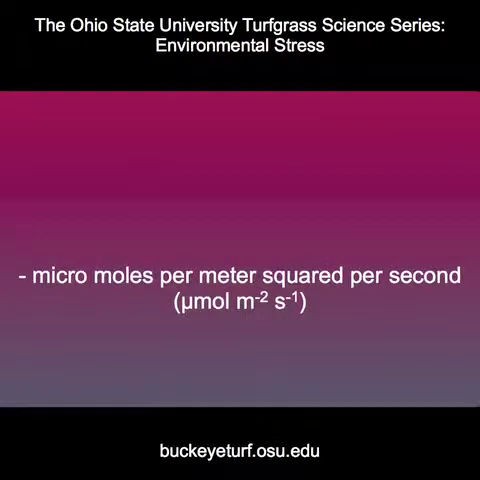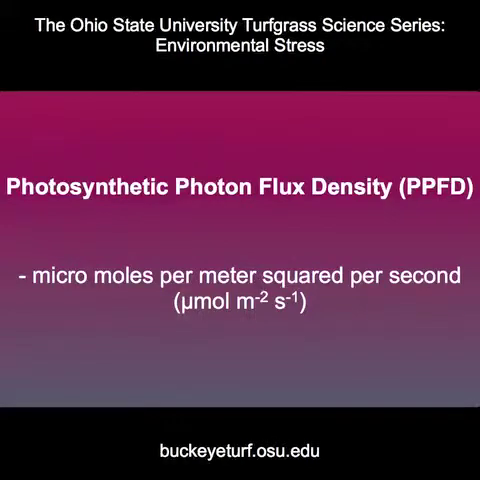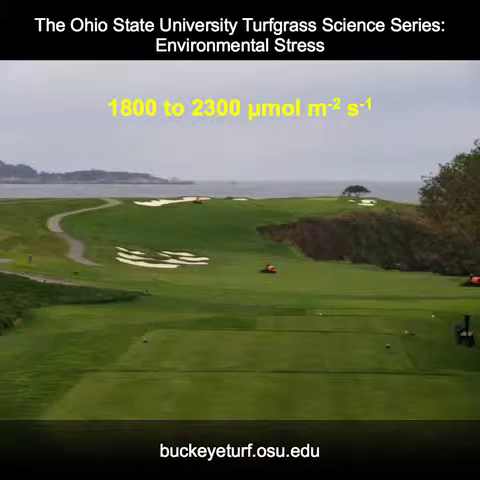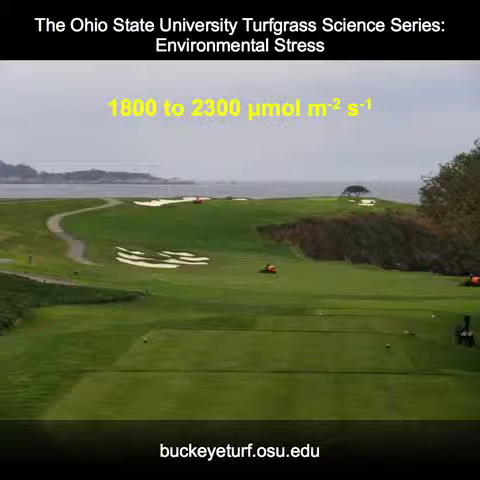To express photosynthetically active radiation on a quantum basis, the units we use are micromoles per meter squared per second. To quantify this brightness or intensity of light within the photosynthetically active radiation, we use the term photosynthetic photon flux density. Using the quantum units, the photosynthetic light intensities can reach 1,800 to 2,300 micromoles per meter squared per second at sea level on a cloudless day.